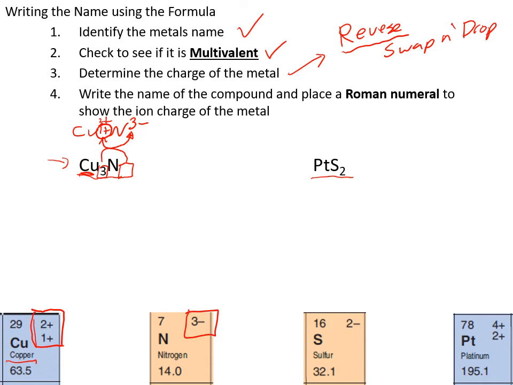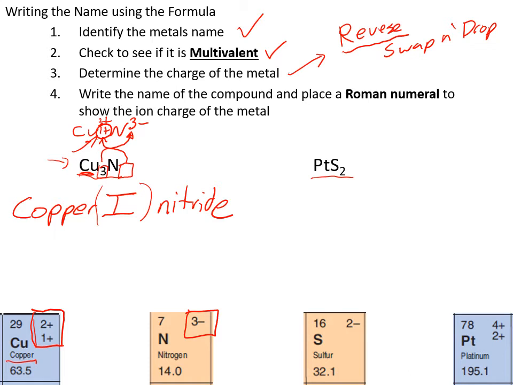So what I'm going to write down over here is I'm going to write copper. Since I circled the 1 over here, we're going to write in a Roman numeral the charge of the ion. So it's going to be copper 1. Okay. And I should be writing in brackets. Sometimes I forget to do that. Copper 1, and then I write nitrogen or nitride. Okay, and that would be our answer right there.